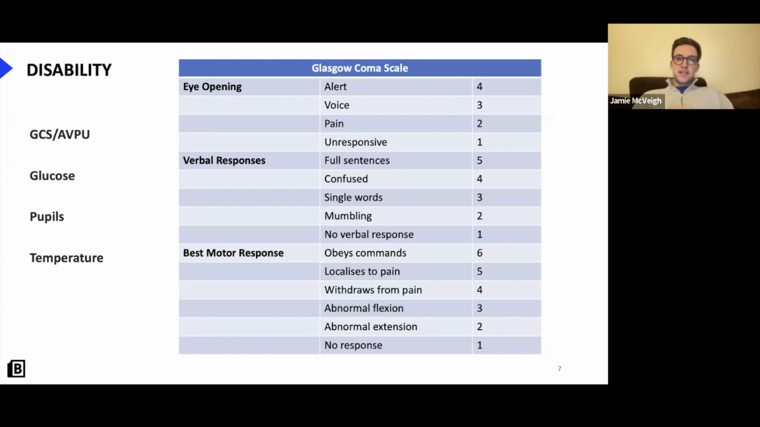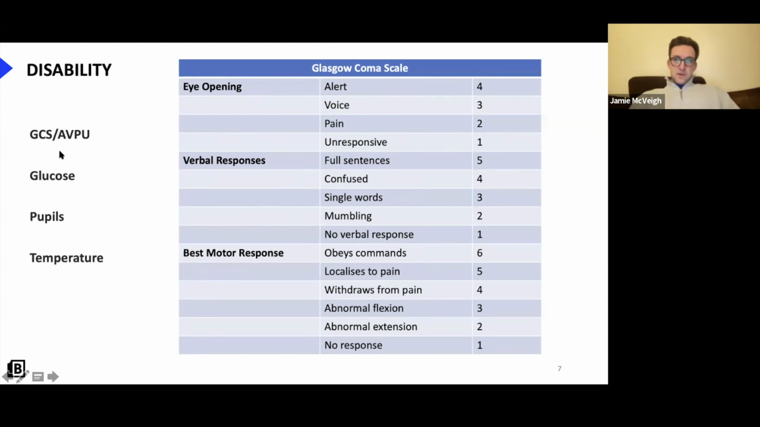GCS is just a bit more detailed, and I've written it up there for you. So you can see how responsive they are to eye opening, to verbal responses, and also are they obeying motor commands, and what's their best motor response. Okay, I won't go through that all, but you can feel free to take a picture, but it's very easy to Google the GCS score.